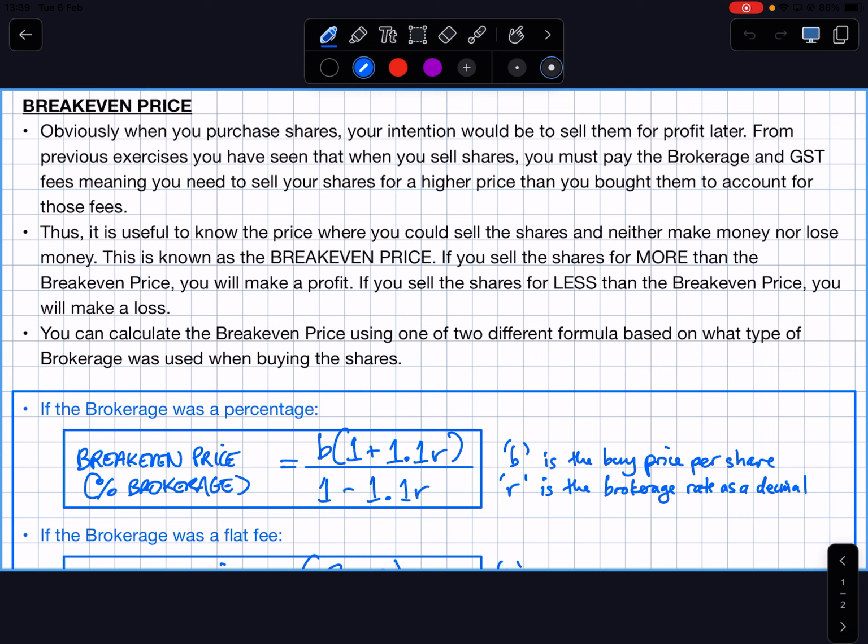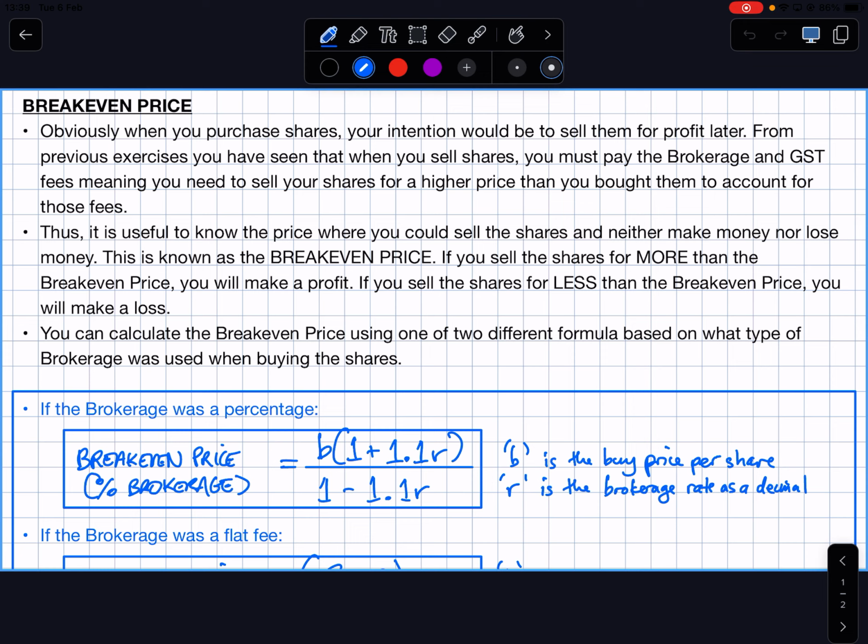This tells me if I sell for more than this line, I'm going to make money. If I sell less, I'll lose money. So that's what the break-even price is telling you. You can calculate the break-even price using one of two different formulae based on what kind of brokerage was used. So what should go on your cheat sheet is these two formulae.